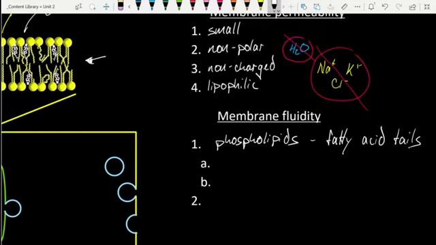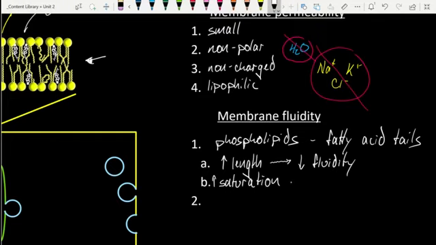Because of intermolecular forces, which we've already discussed, if I increase length, this is going to make it more solid. In other words, fluidity is going to decrease, so we see that fatty acid tail length is inversely proportional to fluidity. The other thing we have to consider is the amount of saturation. Also inversely proportional: increased saturation leads to a more solid structure, so decreased fluidity. But if I increase the number of carbon-carbon double bonds, I decrease saturation, and that will increase fluidity. And then, of course, the other thing that we need to mention, which we already mentioned just previously, is cholesterol.